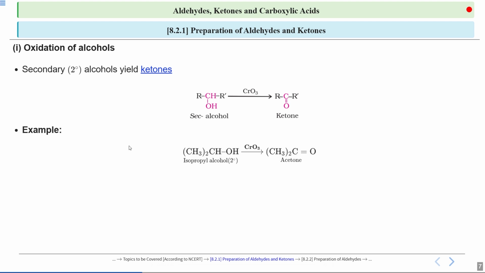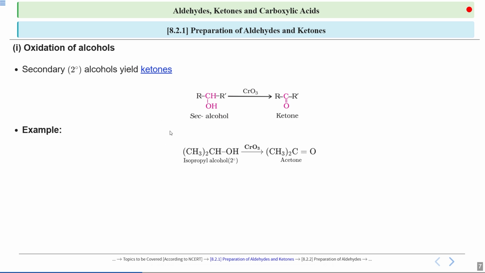For example, this is isopropyl alcohol. So this is a secondary alcohol. How? Because the carbon to which your OH group is attached is further connected to two carbons. See, this is CH3 whole twice. So this carbon is further connected to two carbons, so this is a secondary alcohol.